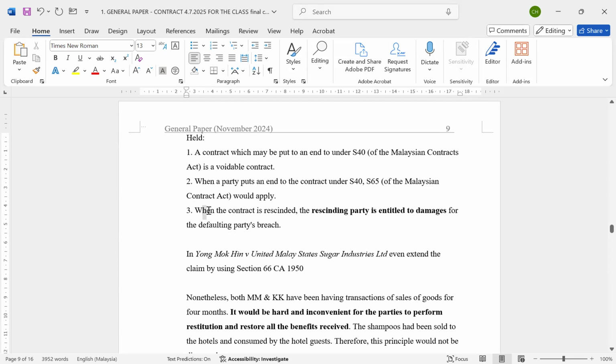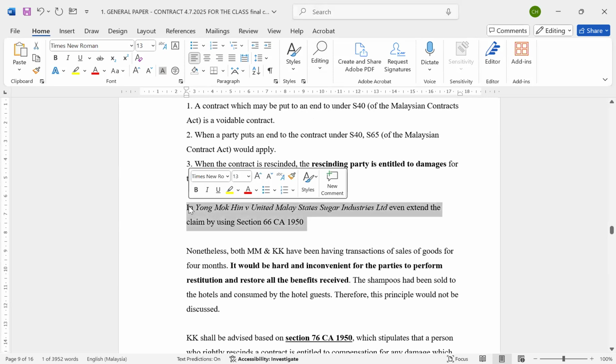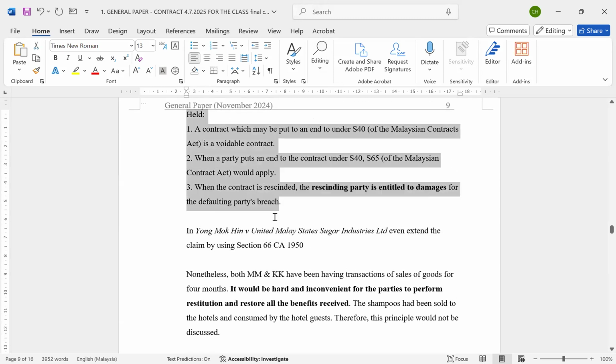So systematically, when the contract is rescinded, the rescinding party, the party that membatalkan kontrak ini, adalah berhak untuk menuntut pampasan daripada pihak yang memungkiri kontrak. Okay, understand? So this is step by step how you approach this breach of contract. Because most textbooks discuss Yong Mok Heng, but you miss out these three preliminary steps.